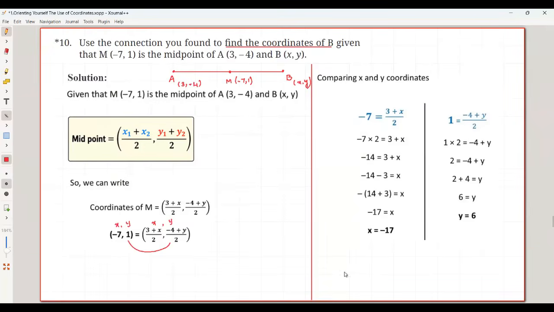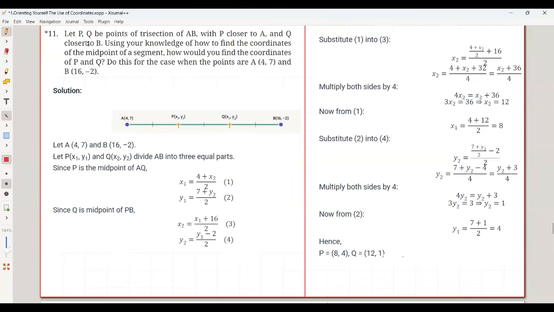Therefore, we can just write the point. The point B of x comma y is equal to minus 17 comma 6. Minus 17 comma 6, this is the answer.